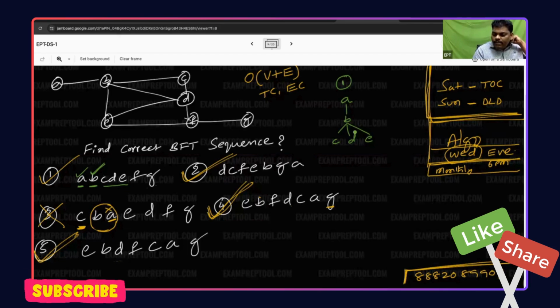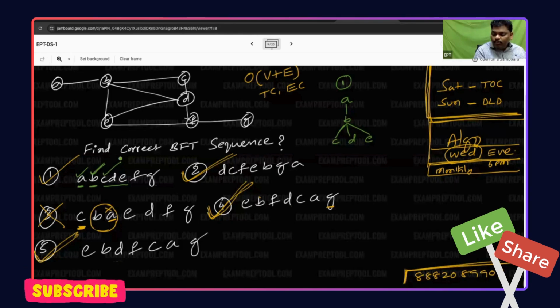A adjacent is B. Okay. Next one, B adjacent is CDE. Whatever edges are there, write those only. Don't create new things. Next one. So CDE, whom you wrote first? C. See, in the diagram also you wrote C first. Here also C. Now, who is the C adjacent? Which are not completed? C adjacent is B and D.